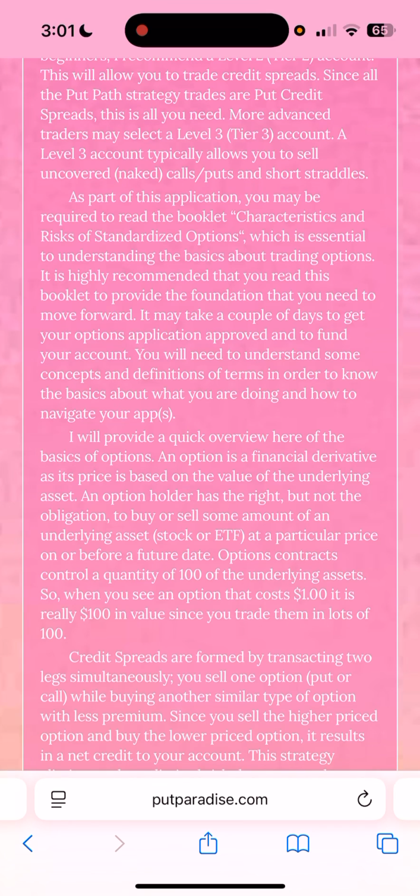So it's going to take you a couple of days to get your options account approved. The application needs to go through, and then you need to fund your account. And typically, you're going to fund it with after-tax dollars in a brokerage account. If you're trading in an IRA account, you can fund it with your IRA money.